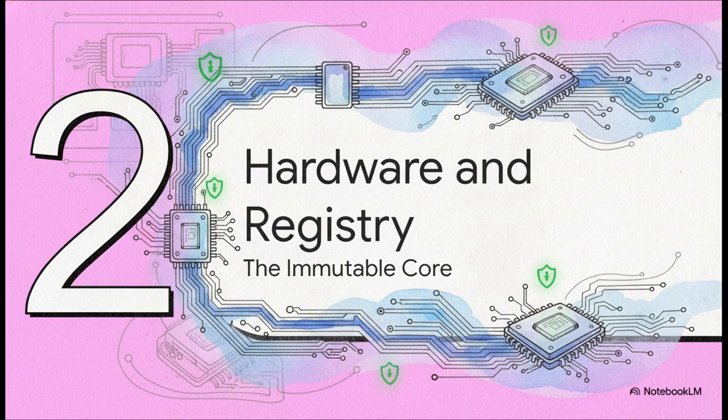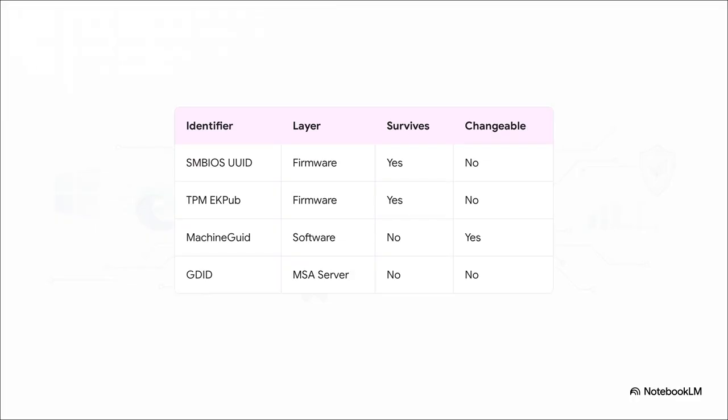Moving right along to Section 2, the hardware and registry web. What's super interesting here is that the GDID is really just one piece of a much larger puzzle that's tied right down to your literal silicon. There is a massive, stark contrast between software identifiers and hardware identifiers. Your machine GUID, for example, is software-based, right? It's generated when you install Windows, and yeah, you can actually change it or rotate it.